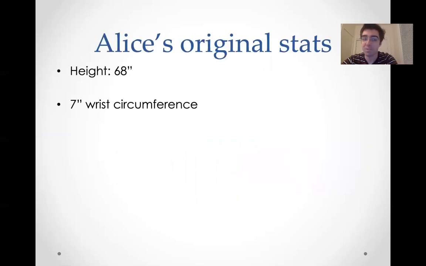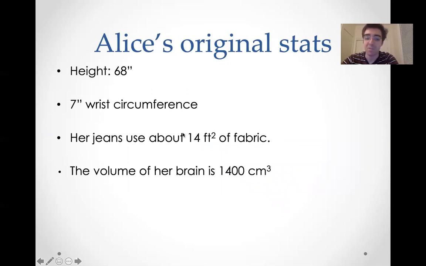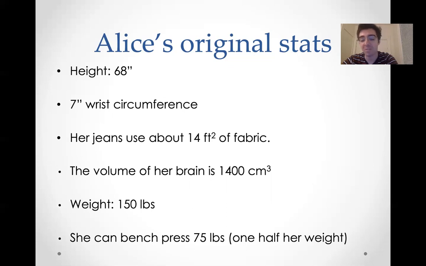7-inch wrist circumference. Her jeans used about 14 square feet of fabric. The volume of her brain was 1,400 cubic centimeters. She weighed 150 pounds, and she could bench press 75 pounds, about half her weight. So I want to go through and figure out what Alice looks like now that she's been shrunk down to half her height. Obviously, her height will go from 68 inches to 34 inches. Her wrist circumference, that is the distance around her wrist, will go from 7 inches to 3.5 inches, right?